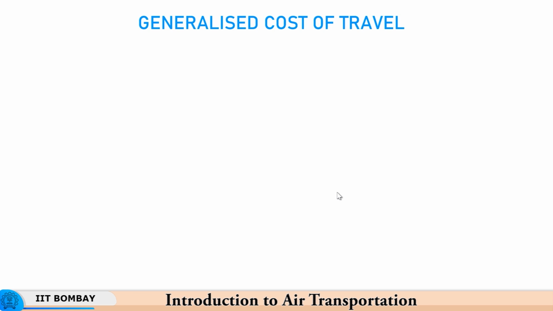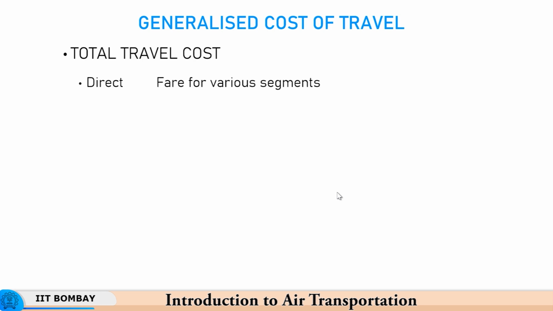To understand the concept of generalized cost of travel, we need to appreciate that travel actually consists not just of travel by one mode, but by many other modes which are required before and after the journey. So, the generalized cost of travel essentially stands for the total effective cost that a person incurs in undertaking travel. There are direct components of the travel cost, consisting of the fare that is paid by the passenger for various segments. And then there are certain indirect cost components.